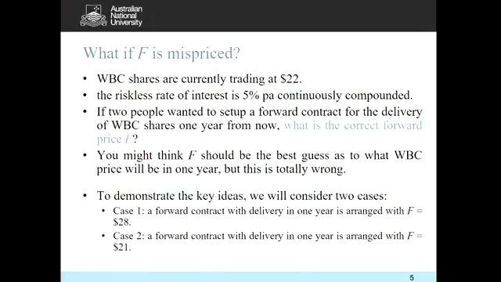We're going to start with something really simple, the most basic example I can think of. This example says Westpac shares are currently trading at $22. We were told the riskless rate of interest is 5% per annum, continuously compounded. Now, two people get together, one person wants to go long, the other wants to go short. The question they're facing is, what is the capital F, the correct forward price for this agreement?